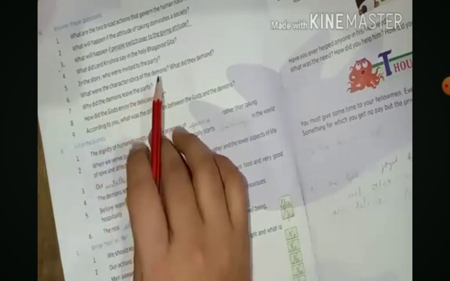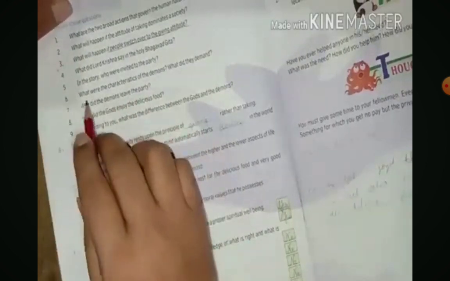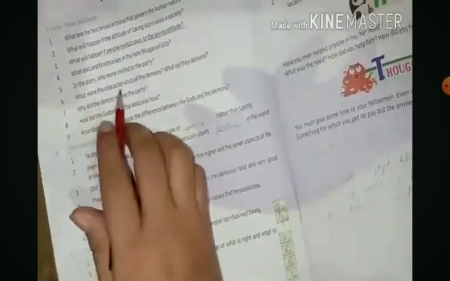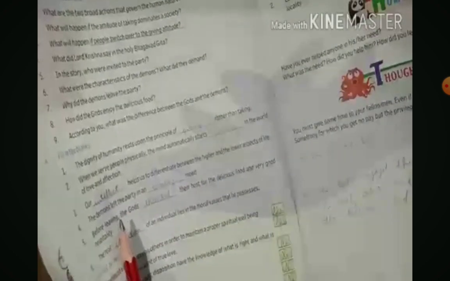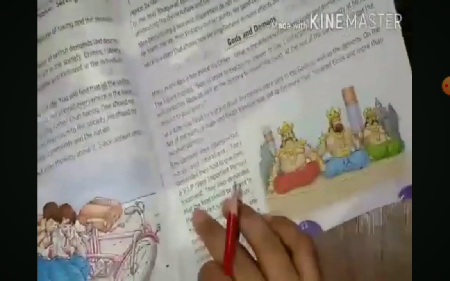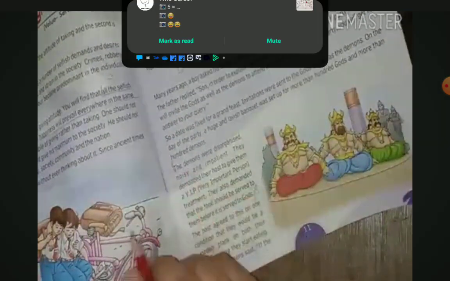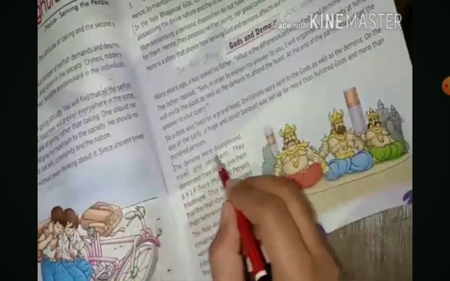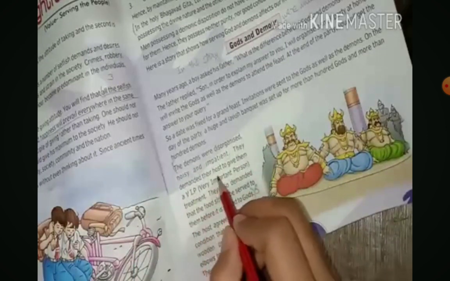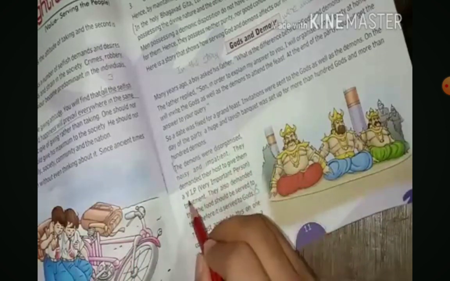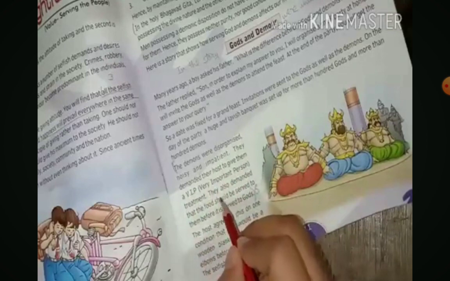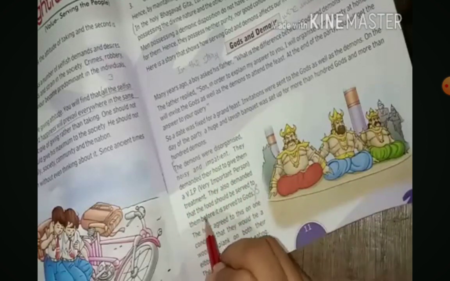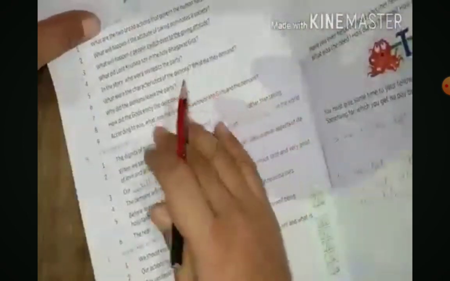Why did the demons leave the party? We have done this: what were the characteristics of demons, what did they demand? Once again, I tell you. Question number 6 answer: the demons were disorganized, noisy, and impatient. They demanded their host to give a VIP treatment. They also demanded that the food should be served to them before it is served to God. So this was the demand of the demons.